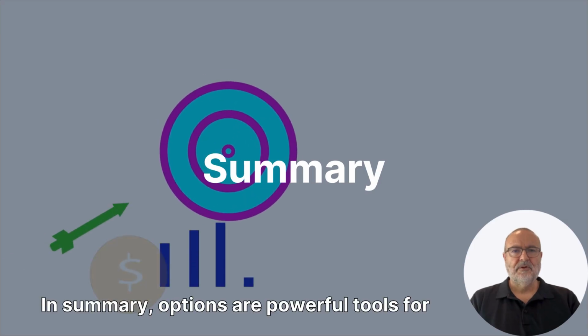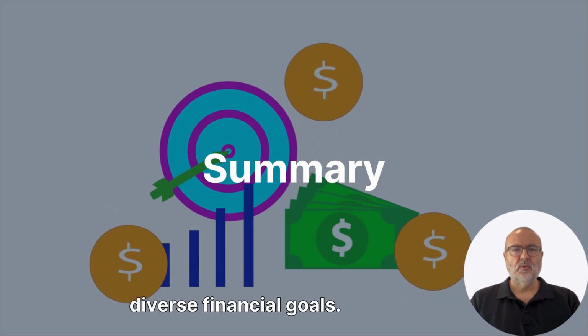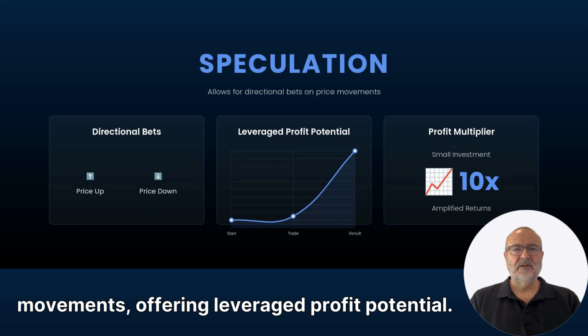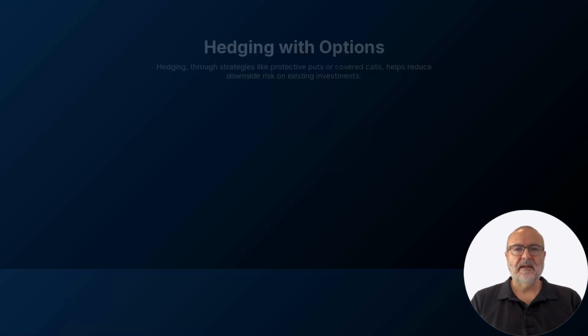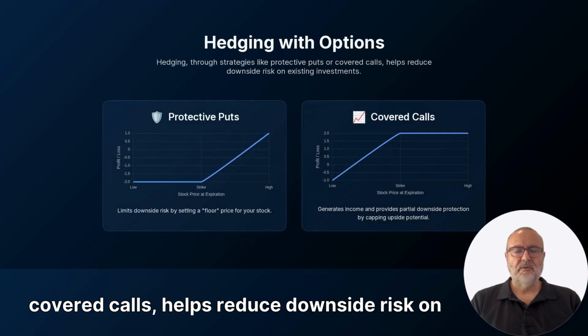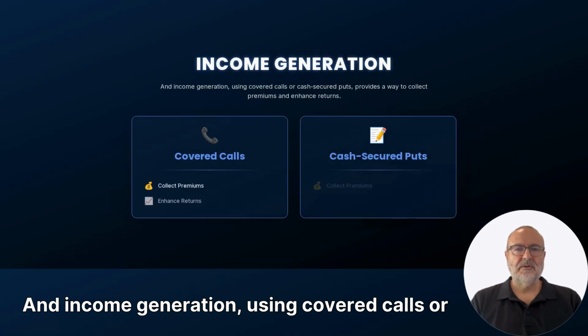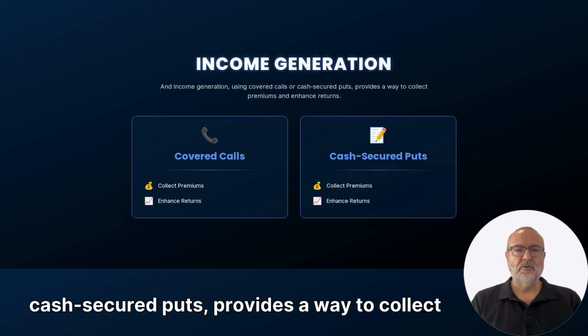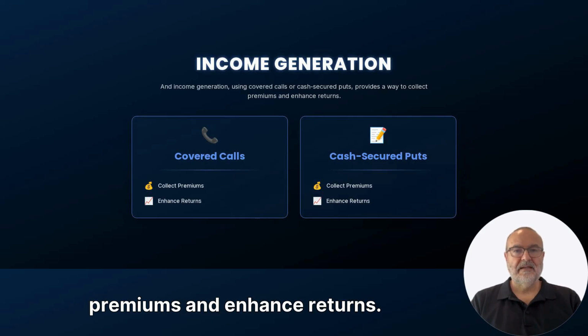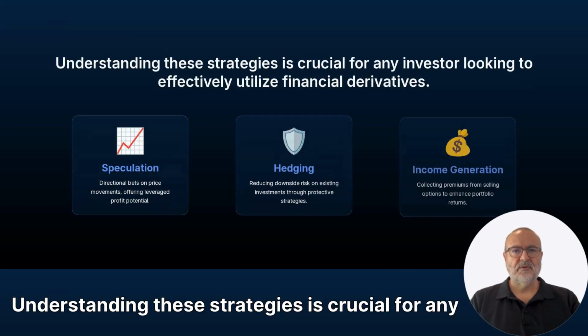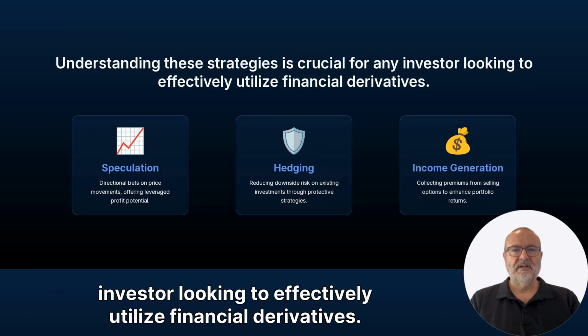In summary, options are powerful tools for diverse financial goals. Speculation allows for directional bets on price movements, offering leveraged profit potential. Hedging through strategies like protective puts or covered calls helps reduce downside risk on existing investments. And income generation, using covered calls or cash-secured puts, provides a way to collect premiums and enhance returns. Understanding these strategies is crucial for any investor looking to effectively utilize financial derivatives.